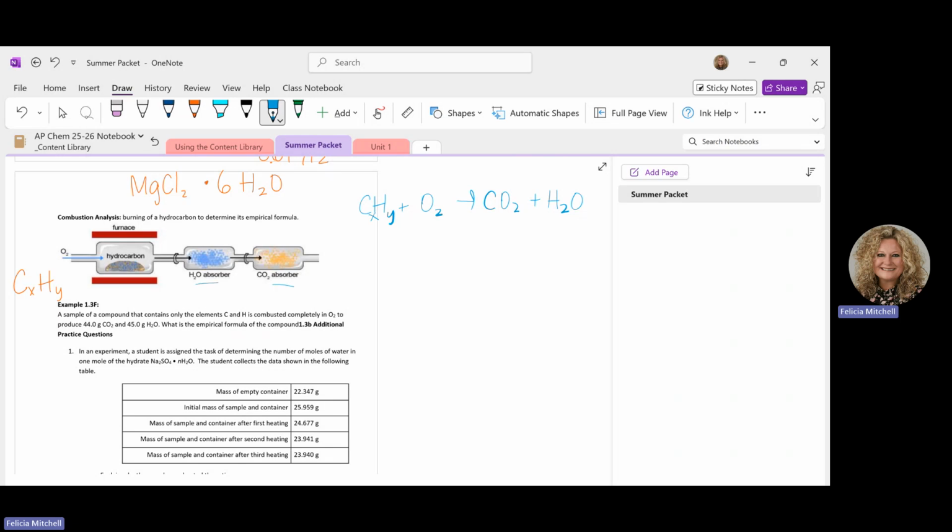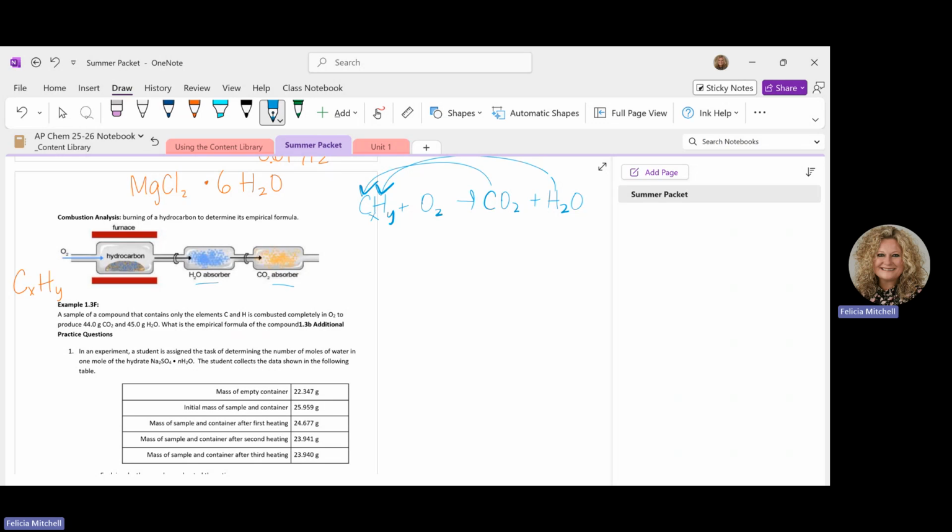To do a combustion analysis, you're going to have to be given the amount of the products that you get. Once you know how much CO2 and water you have, you can then do mole ratios to determine how much carbon you had and how much hydrogen you had, because all of your carbon came from the CO2 and all of your hydrogen came from the water. So if you can see how many moles you had of C and how many moles you had of H, then you can figure out your X and Y, or the formula of your hydrocarbon.